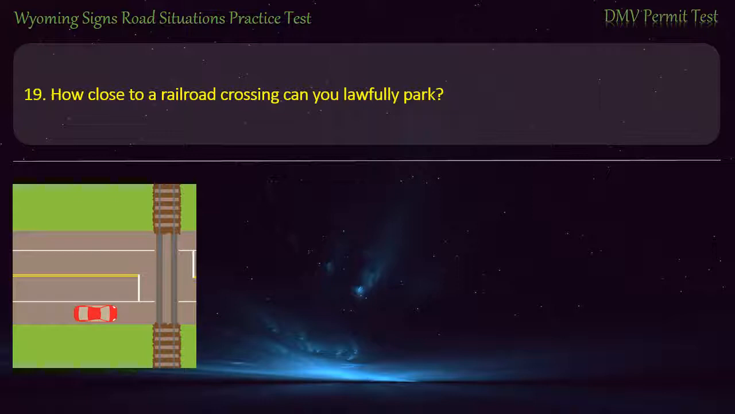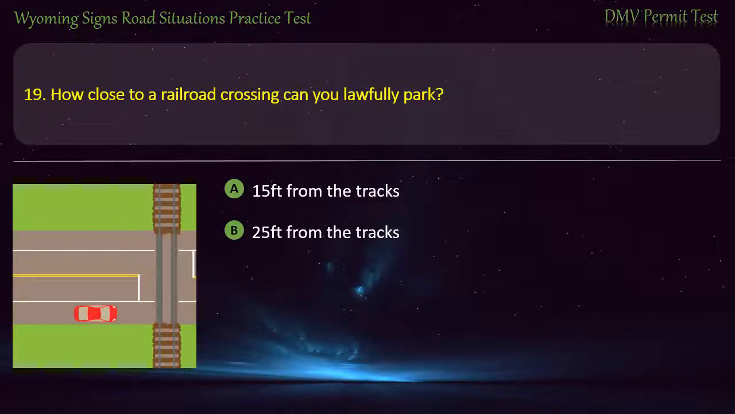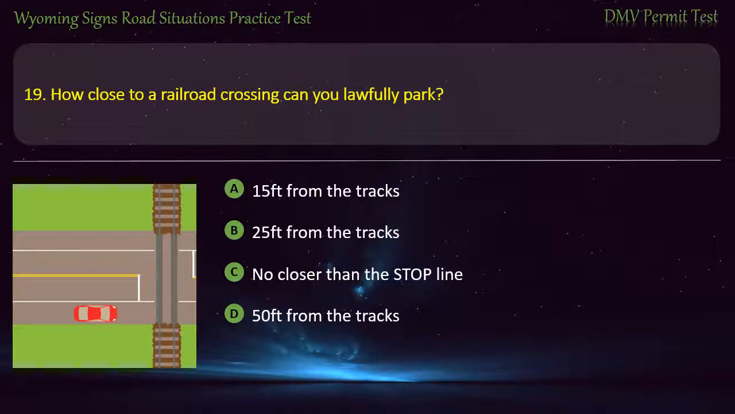Question 19. How close to a railroad crossing can you lawfully park? 15 feet from the tracks. 25 feet from the tracks. No closer than the stop line. 50 feet from the tracks. Answer. 50 feet from the tracks.